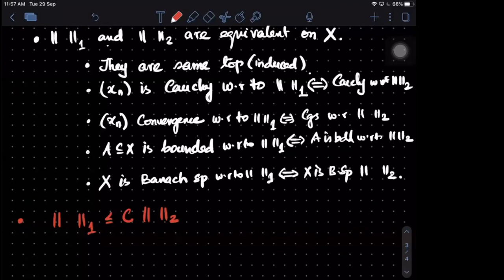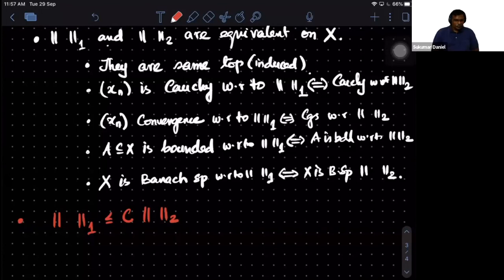Like one implication will be... Yes. So if and only if you will not get, but I want you to check for all of them. Suppose a set is bounded with respect to, let's say, the 2 norm, will it be bounded with respect to the 1 norm? Just say yes or no. Yes. Okay.